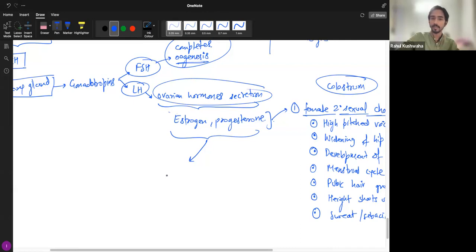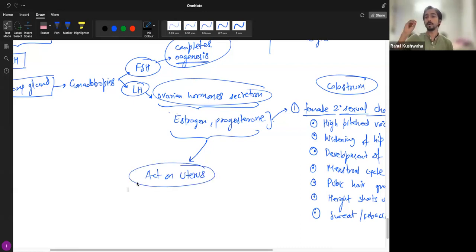Correct? These ovarian hormones go and act on uterus. See, hormones are messengers. Very simple to remember. What gets released from hypothalamus acts on pituitary, tells it to release or inhibit something. What gets released from pituitary acts on ovaries or testes, tells them to do something. What gets released from ovaries in females acts on uterus. It goes and acts on uterus and tells the uterus to start secreting something.